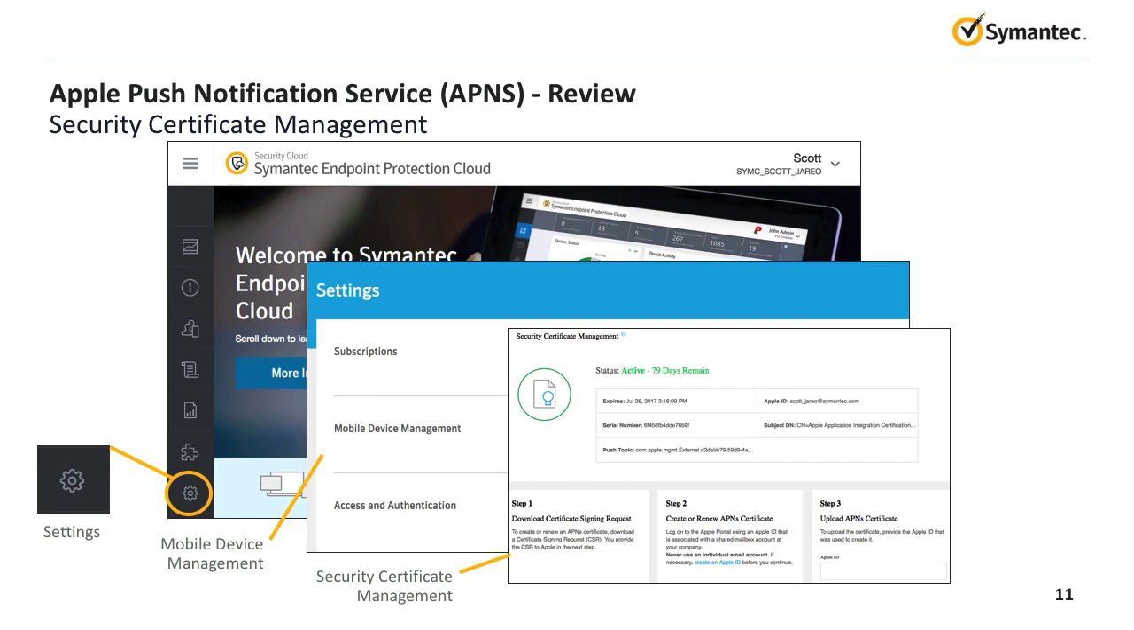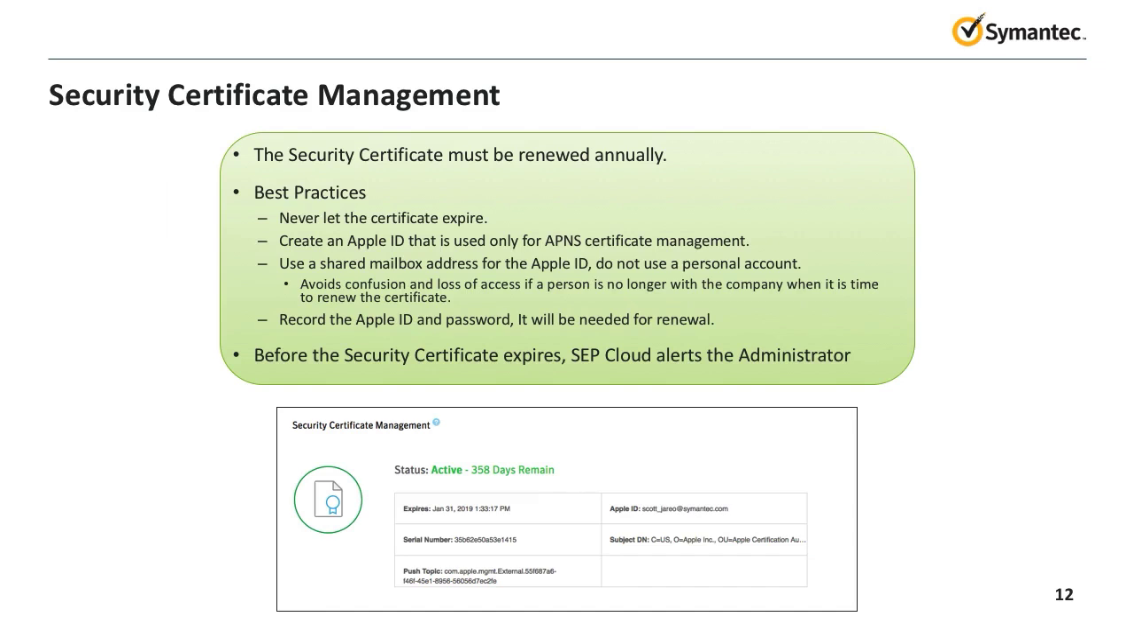In order to manage Apple devices, you must have a valid Apple signed certificate imported into SepCloud. SepCloud refers to the APNS certificate as the security certificate. Certificate installation is completed by following the included wizard in Settings, Mobile Device Management, Security Certificate Management in the SepCloud portal. After importing the signed certificate, you'll see the status of the certificate along with the remaining time before it expires and the Apple ID used to create it. The security certificate must be renewed annually.